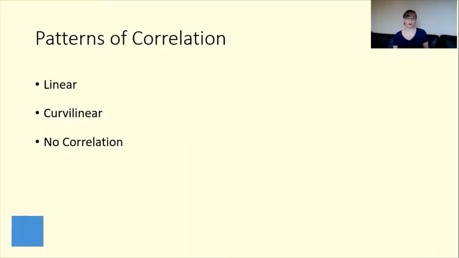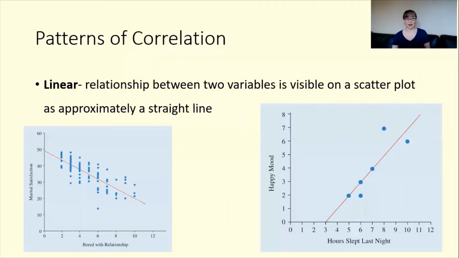There are three patterns of correlation: linear, curvilinear, and no correlation. The first pattern that we'll discuss is the linear correlation. A linear correlation is when the relationship between two variables is visible on a scatter plot as approximately a straight line. As we can see in this example, it doesn't matter if that line is sloping downwards or upwards, as long as the pattern that's created by the general trend of the dots on the scatter plot creates a straight line. It's a linear relationship.